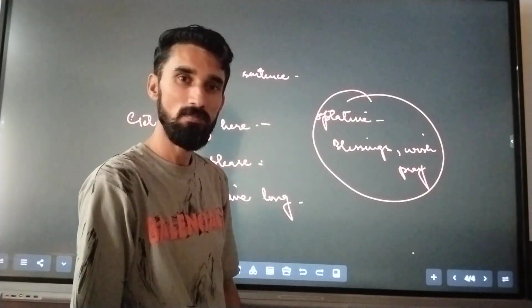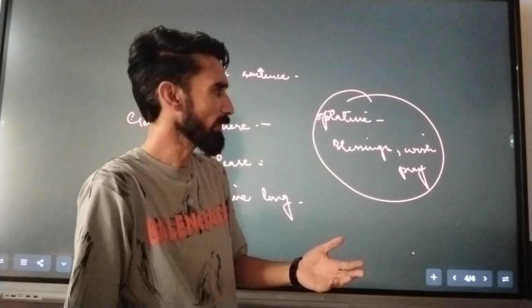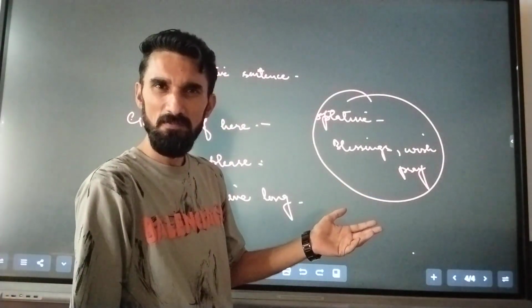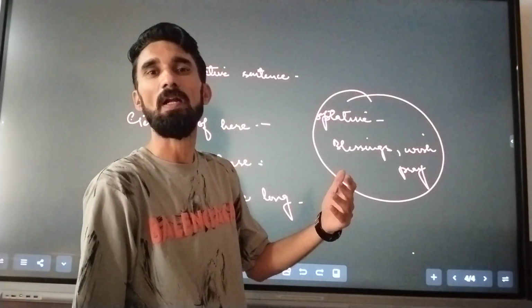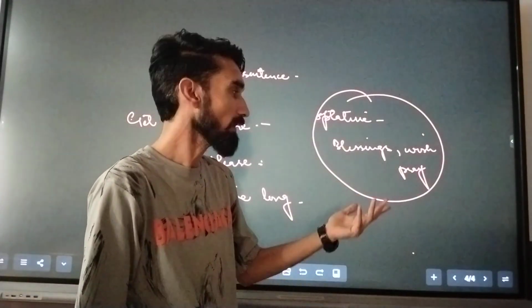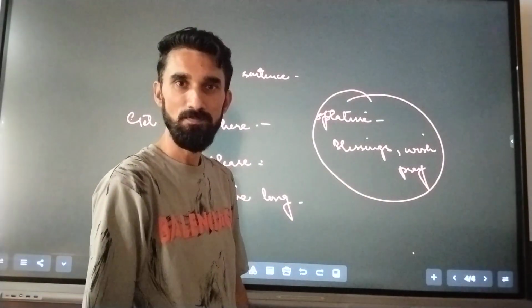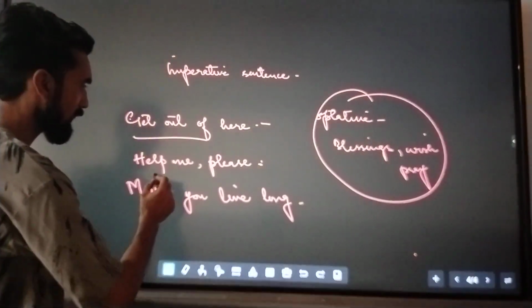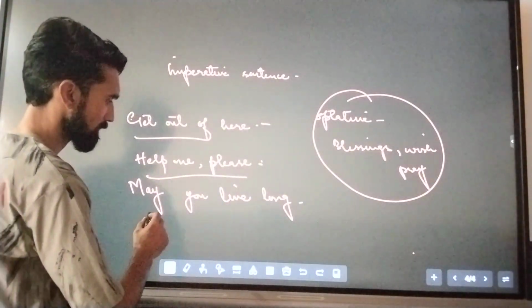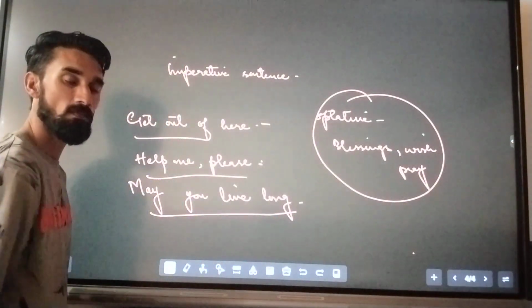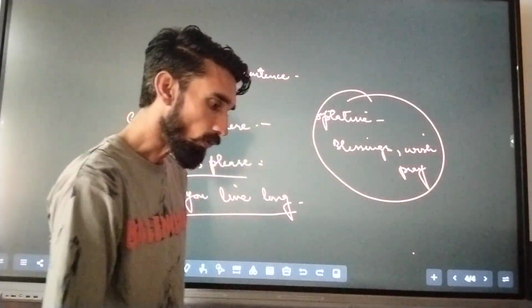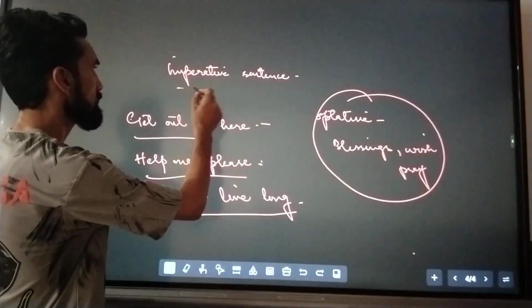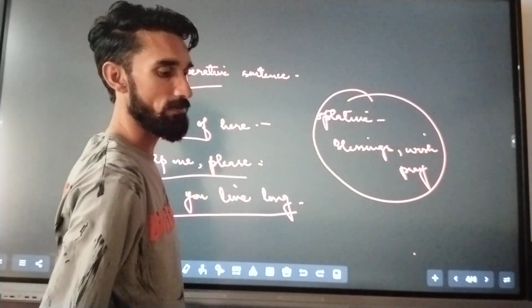Blessings, may you live long, may God bless you, may you prosper; a wish, if I were the Prime Minister of my country, that is a wish; then pray again. It can be anything. So here, an order, a request, and a prayer or blessing. So this is an imperative sentence.